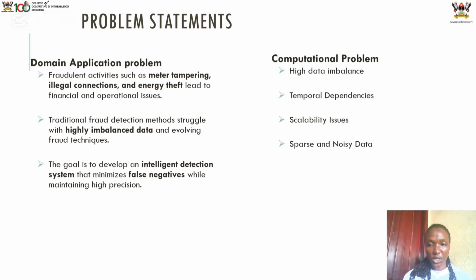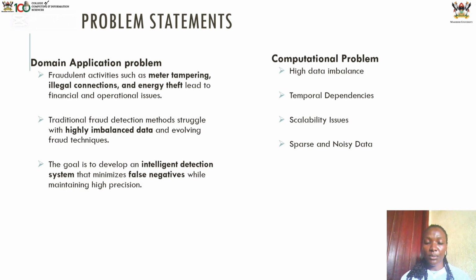Some of the computation problems we realized were high data imbalance, because as I said, there are many more non-fraud cases than fraud cases in the data set. So that data is really imbalanced. We had to incorporate mechanisms to balance the data so we can work with it, such that the model we build is not giving false results because it's biased.